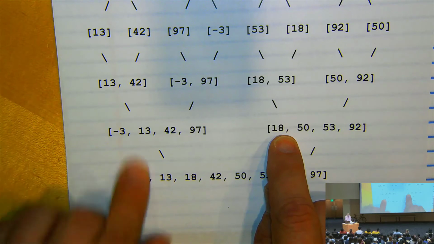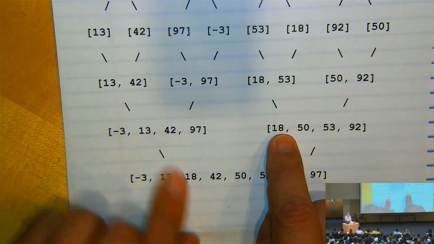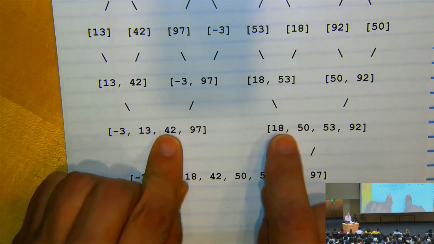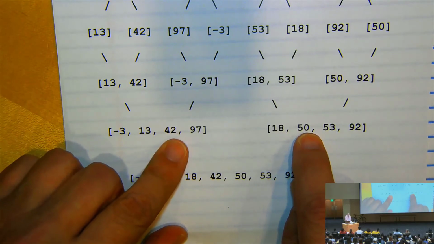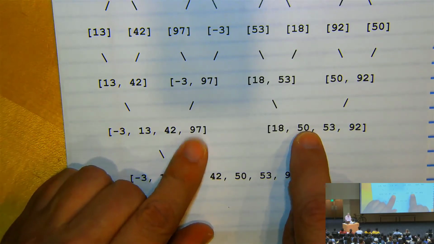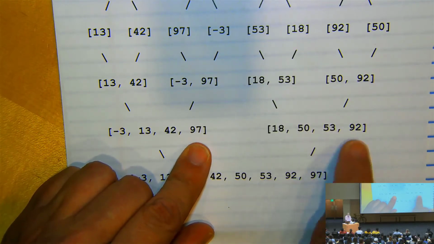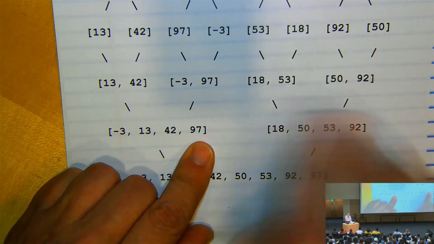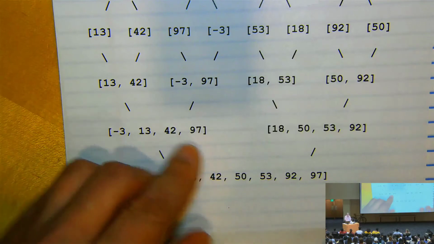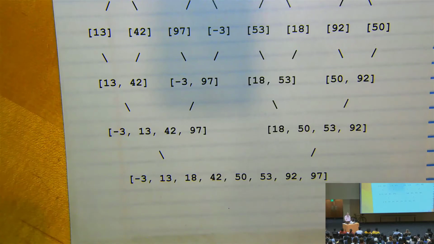So I bring that down, and then I compare these two, and I'd say 13 is the next one, so I'd bring that down, and I'd compare these two. 18 is the smaller one, so I'd bring that down to here. 42 and 50, it's 42 that comes next. 50 and 97, it would be 50. 53 and 97, it would be 53. 92 and 97, it would be 92. And then this one's done, there's nothing more to do, so anything left over here, I would just bring down.